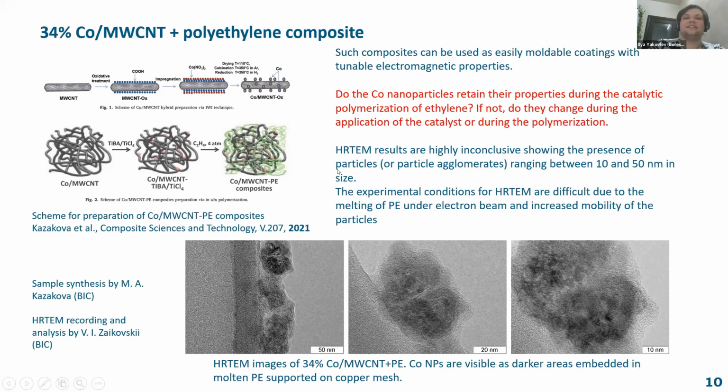And such materials can have interesting electromagnetic properties such as absorption and reflection. And it is generally considered that the cobalt nanoparticles retain their size during the polymerization of ethylene. But this is really hard to prove using such techniques as TEM or XRD, because of the very large signal from polyethylene in XRD, or because the TEM experiments with polyethylene materials are really hard to execute.